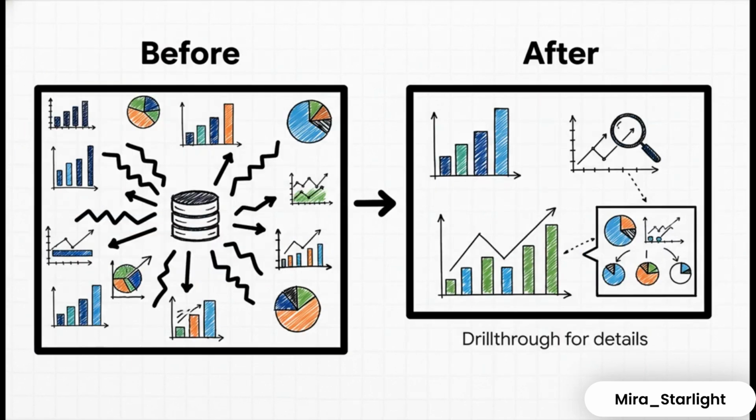And rule number 2, you have to remember that every single chart, every card, every table you put on a page sends its own query to the data model. So a page with 30 visuals on it, that's sending 30 different queries every single time someone clicks on something. Keep your pages clean. Use other tools like drill-through pages if you need to show more detail. Less really is more here.